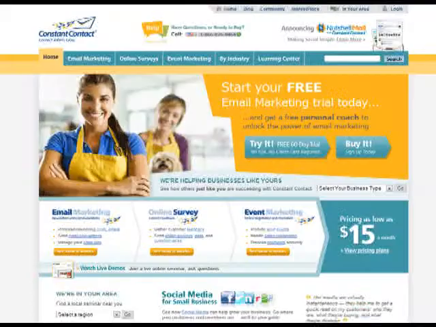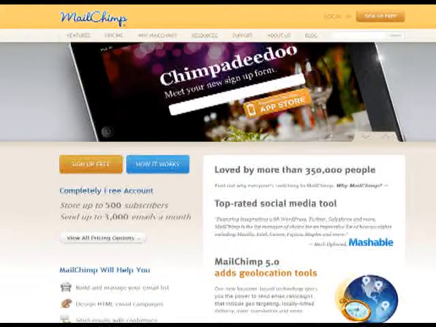The first thing is use an email marketing platform to send your emails. Vertical Response, Constant Contact, MailChimp, there's plenty of them out there. These are all email marketing systems. You normally pay a monthly licensing fee for them. As a small business, your first opportunity is to use one of these.